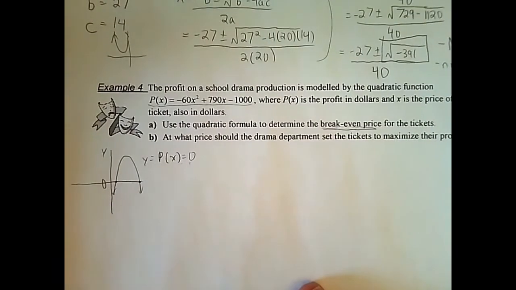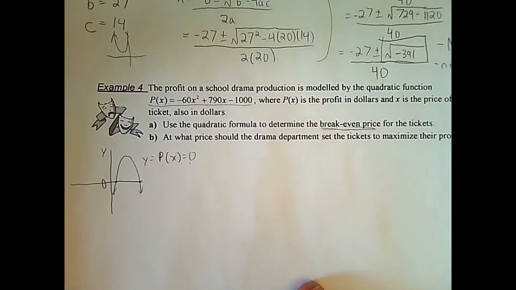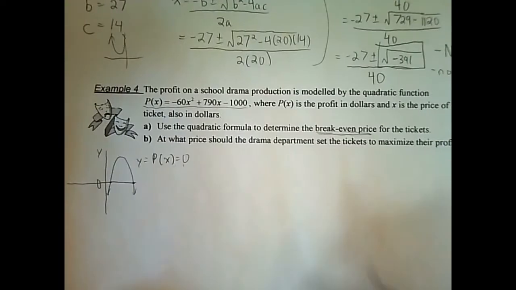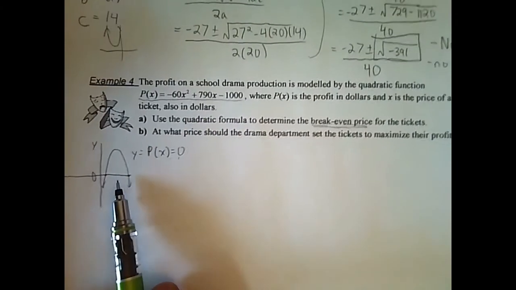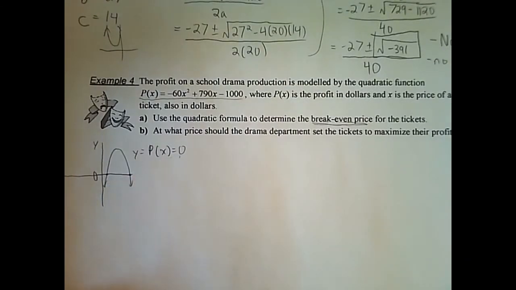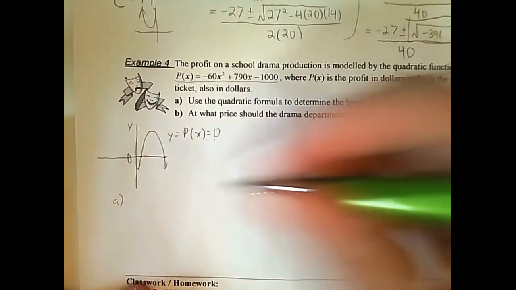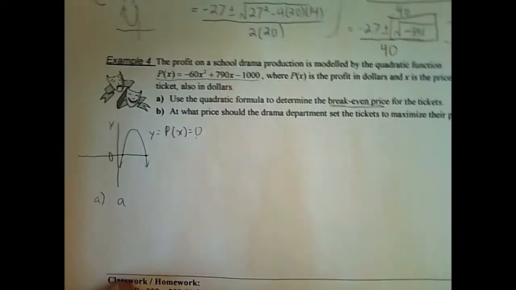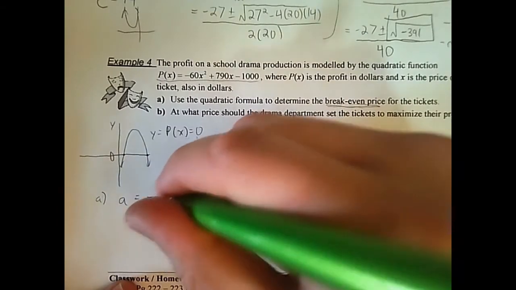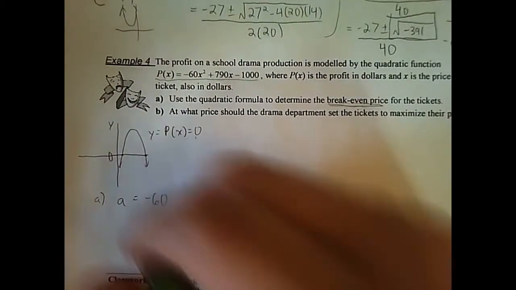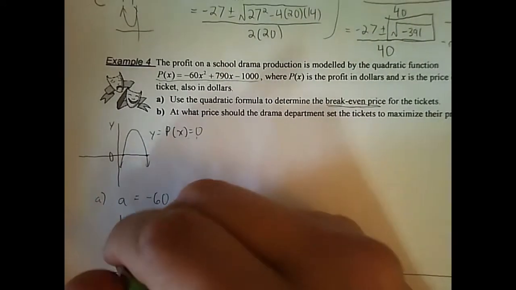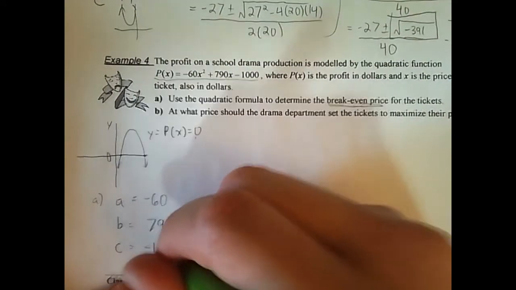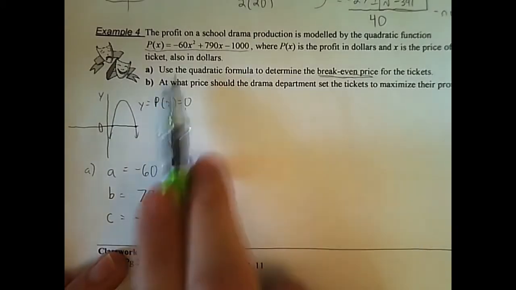So what we're trying to find here for the break-even prices is just the x-intercepts. Because if we solve for x, we'll get the price of the tickets in dollars for when the profit is 0. So all we're going to do is outline our numbers. We're going to do part A here. We said A is going to be equal to negative 60. B is going to be equal to 790. And C is going to be equal to negative 1,000, just based on my equation here.